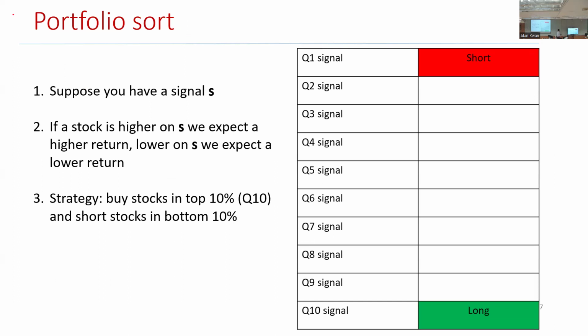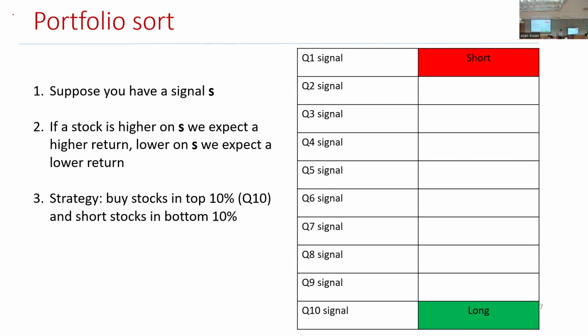Okay, so when we talk about cross-sectional trading, the way most people express backtests is through what's called portfolio sorting. Now, what is portfolio sorting, and what is a signal? A signal is just a number, a score, and the score has the following property. If you score lower, on average, the expected return is lower. If you score higher, on average, the expected return is higher.